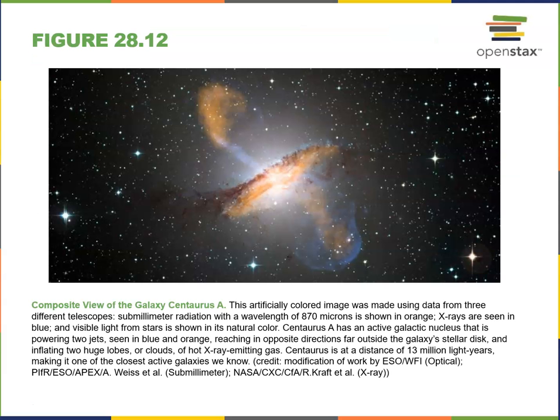Here we can see Centaurus A, and it has an active galactic nucleus that is powering two jets. We can see them in blue and orange. We can see them reach in opposite directions far outside the galaxy's stellar disk. Centaurus A is a distance of 13 million light years away, so it is actually one of the closest active galaxies we know.